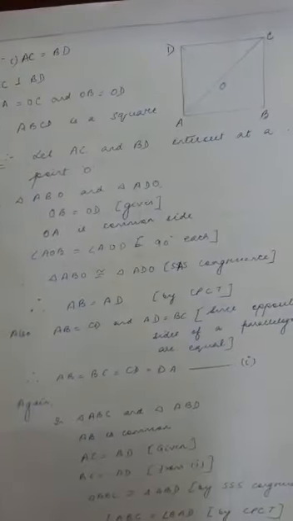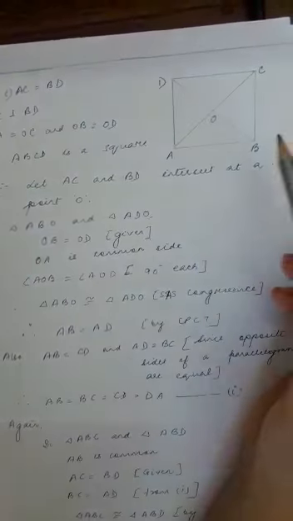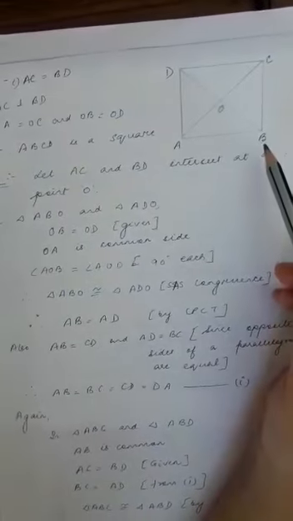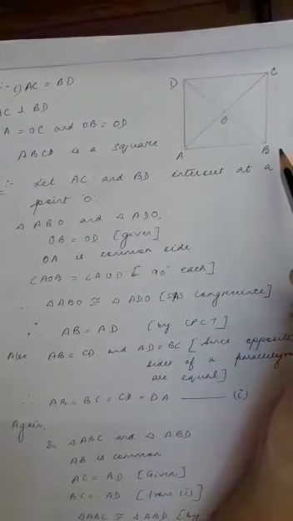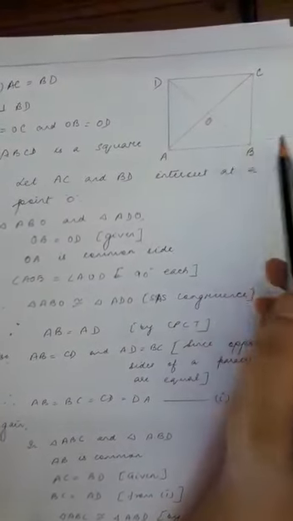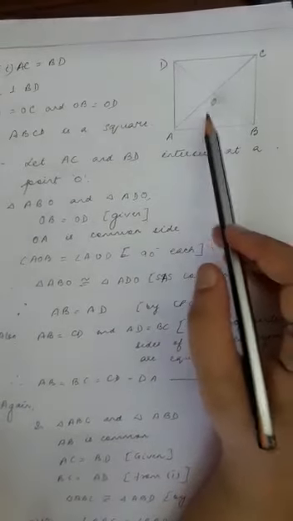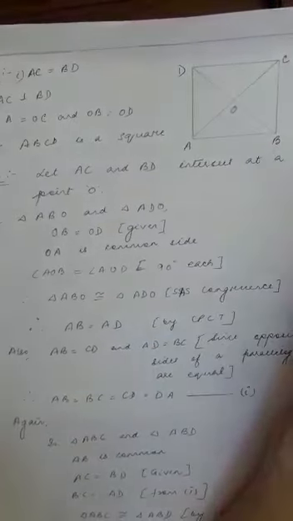Now let us go to the fifth one. Here AC is equal to BD, it is given. Then AC is perpendicular to BD and OA is equal to OC and OB is equal to OD. These are given, and we need to prove here that ABCD is a square. In the last sum we were given that ABCD is a square and had to prove that it is a rhombus. So here we need to prove that ABCD is a square.